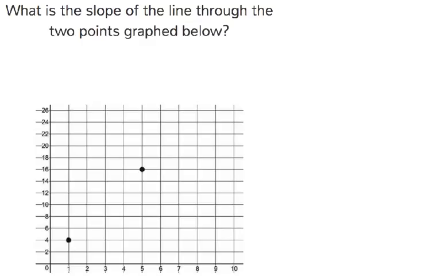What is the slope of the line through the 2 points graphed below? Okay, so let's make a line through these 2 points. We're trying to figure out the slope, or how steep this line is. Here's one point and here's the other point.